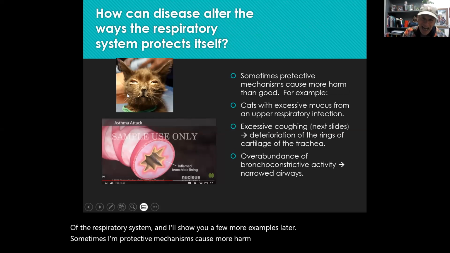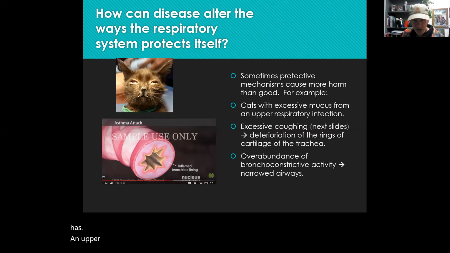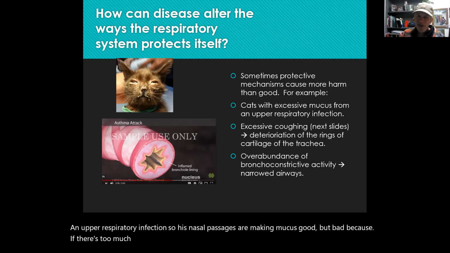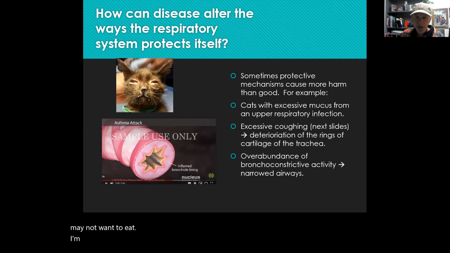So, for example, this cat has an upper respiratory infection, and so his nasal passages are making mucus. Good. But bad, because if there's too much mucus, it can affect the cat's ability to smell. And if the cat cannot smell, the cat may not want to eat, and that's not good. So that's an example of a mechanism causing more harm than good.